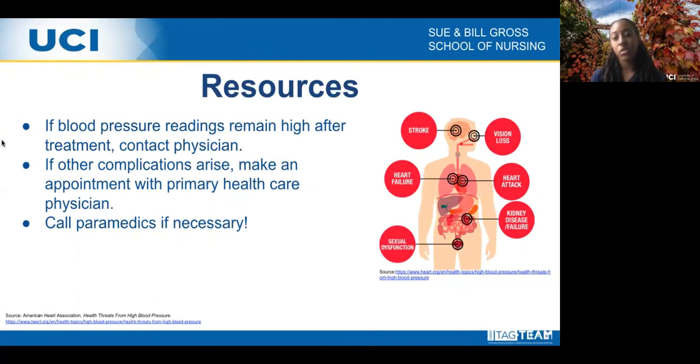If your blood pressure readings continue to increase after trying to manage hypertension with these different treatments, it is best to contact a primary health physician. High blood pressure has the ability to cause many other complications, such as some that are listed in this picture: stroke, vision loss, heart failure, heart attacks, and kidney failure disease. If any signs or complications become present in the individual, be sure to make an appointment to visit your primary health physician. And if there are any immediate emergencies, it is always best to call the paramedics for help.